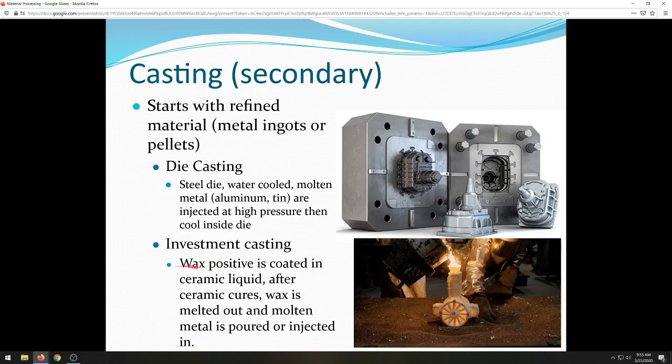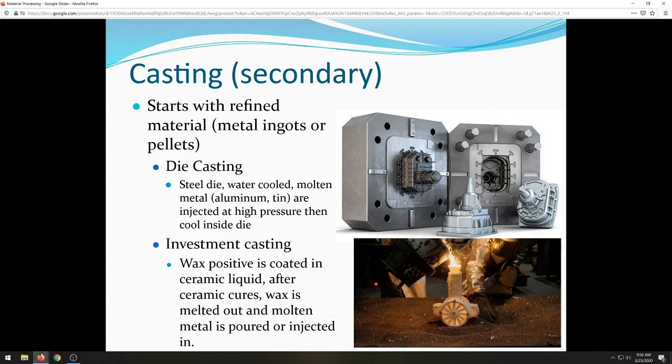So here we take a wax positive image. What that is you essentially carve what you want out of wax, special wax usually, and then you dip it in a ceramic liquid. Usually that ceramic is plaster, and then you can add backing materials and things like that. But basically, you repeatedly dip and dry the ceramic liquid till it forms a coating outside of the wax. So once the ceramic cures, it's now heat resistant. So it can be very lightly fired, and then the wax gets melted out, and then the molten metal is poured in or injected in, sometimes under pressure.